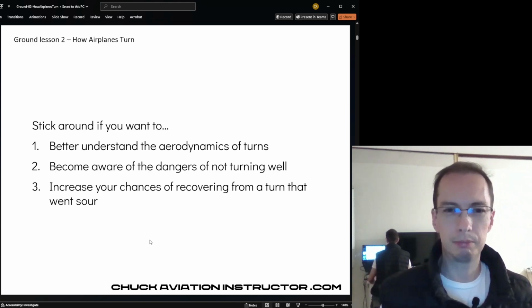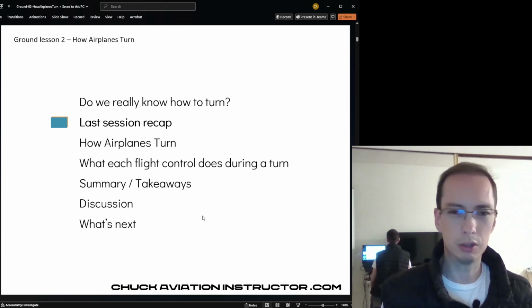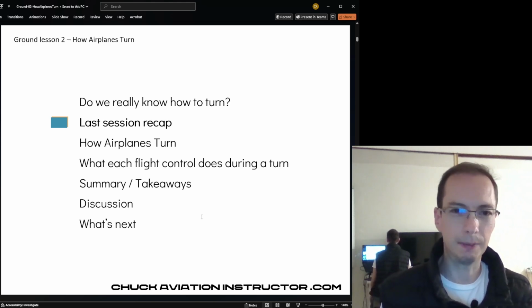The basic recovery of a turn that goes sour, I'm going to spoil you that one, is just let go of the nose back pressure, the elevator back pressure, let your nose down and let your airplane do what it does best, fly. Don't get in the way, don't fight your airplane when it wants to fly.